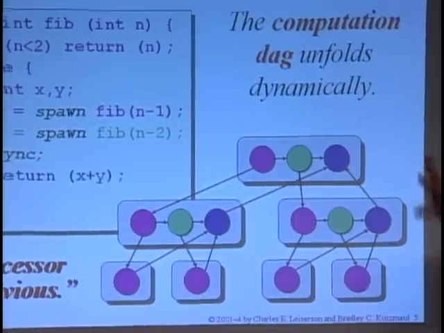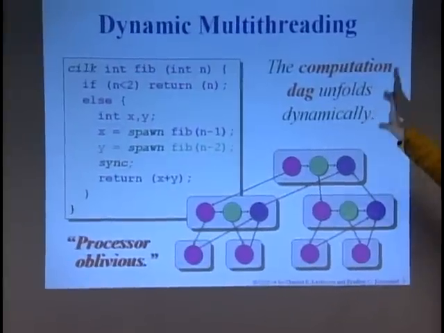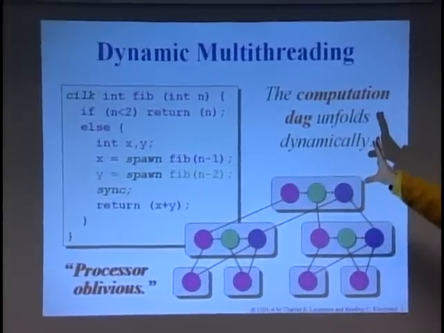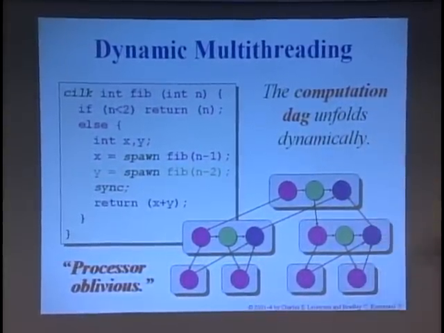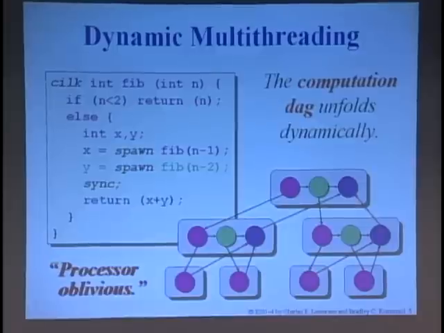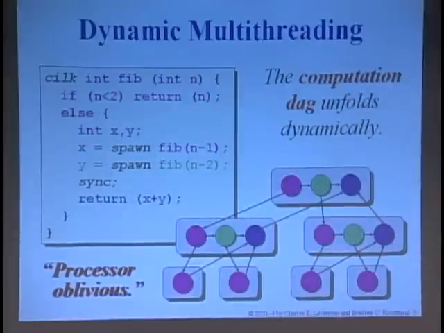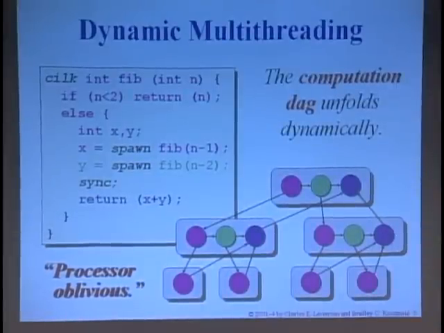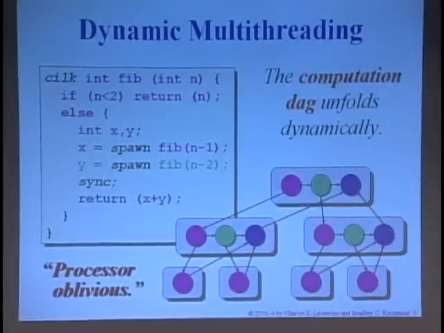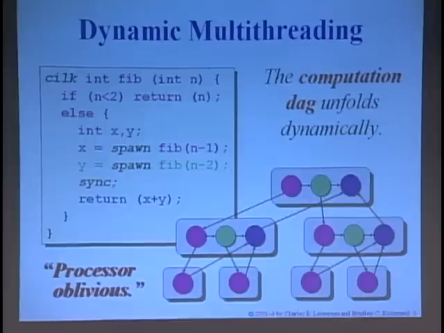One observation here is that there's no mention of the number of processors in this code. You haven't specified how to schedule it or how many processors. All you've specified is this directed acyclic graph that unfolds dynamically, and it's up to us to schedule those onto the processors. So this code is processor oblivious. It's oblivious to the number of processors.